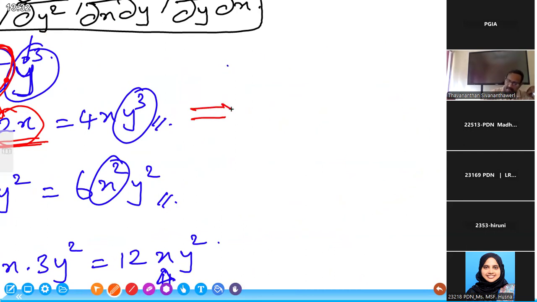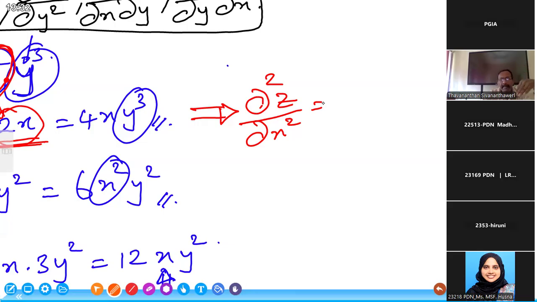So from here, we could find ∂²z/∂x². That means the one which has been already differentiated with respect to x, again we are differentiating with respect to x. It's like taking the second derivative. Can you remember? So we keep 4y³ constant. We have only one component, x, so it is 1. So that is the answer.